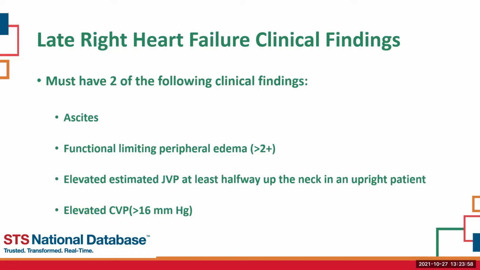You must have 2 of the following clinical findings, 2 of these: ascites, functional limiting peripheral edema, so greater than 2 plus, elevated estimated JVP at least halfway up the neck in an upright patient, or an elevated CVP, which elevated is considered greater than 16. So you must have 2 of these clinical findings and 1 manifestation.